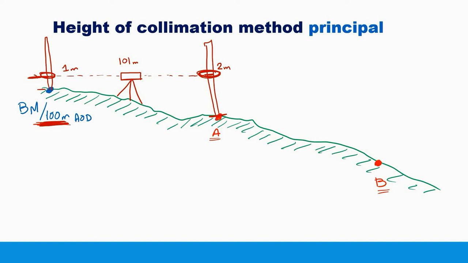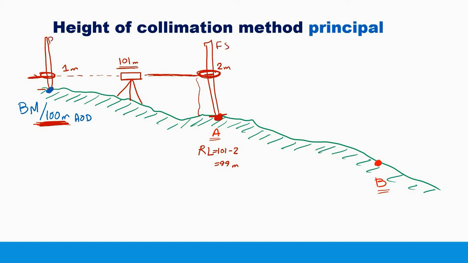Now our aim is the elevation or the reduced level of this point of the ground. What would be the reduced level of A in this case? It would be the height of collimation, which is 101 meters. So the height of this line here, 101 meters, minus this distance, which is 2 meters. So it would be 101 minus 2 meters, which is 99 meters. So this is the principle of the height of collimation method. And this is called foresight.